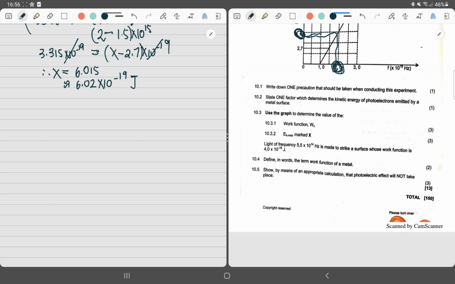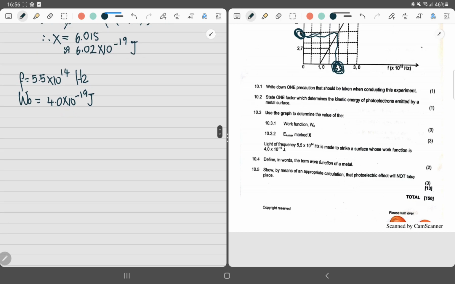Moving on. Light of frequency 5.5 times 10 to the exponent of 14 hertz is made to strike a surface whose work function is 4.0 times 10 to the negative 19 joules. Define in words the term work function of a metal. The work function is defined as the minimum energy that is required in order to remove electrons from a metal surface.